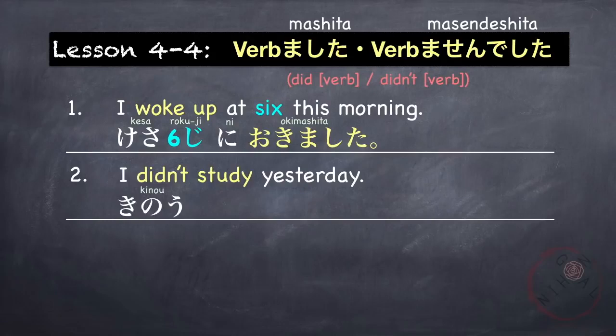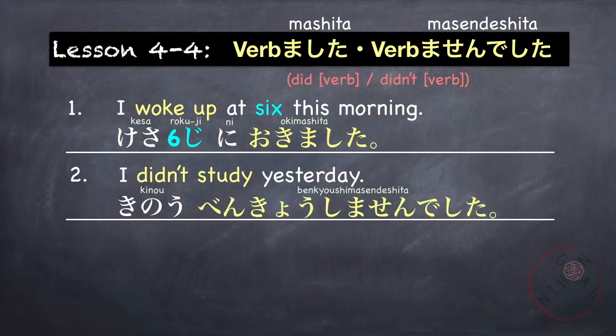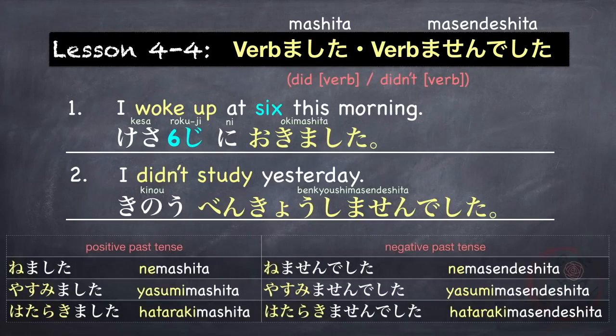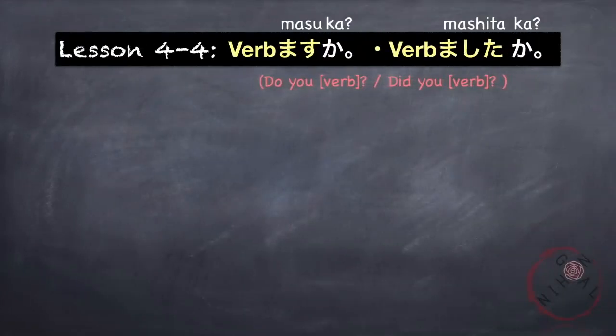Yesterday is 昨日。勉強しませんでした。昨日勉強しませんでした。So notice that you don't have to say 私は all the time if it's already obvious. Here are other examples. 寝ました。寝ませんでした。休みました。休みませんでした。働きました。働きませんでした。How to ask questions with verbs.